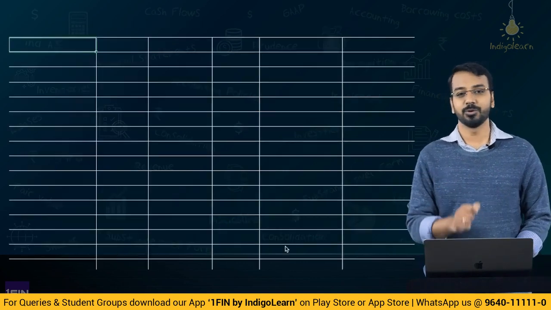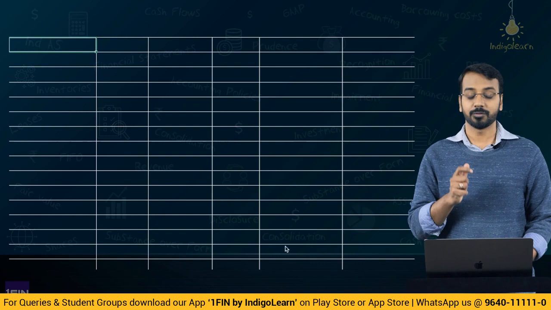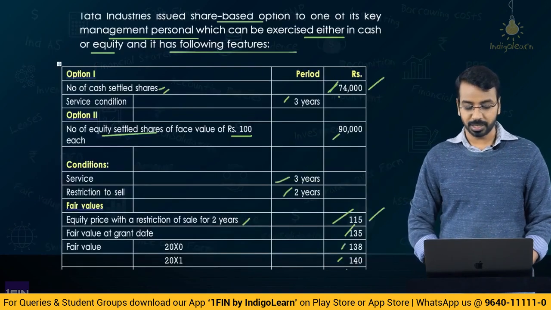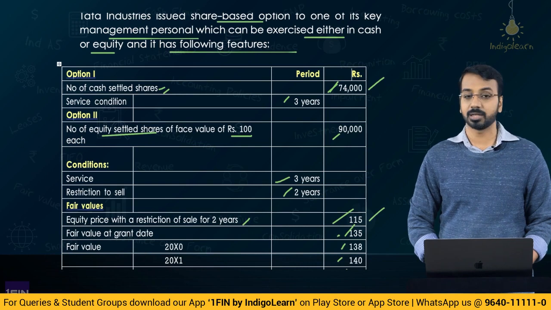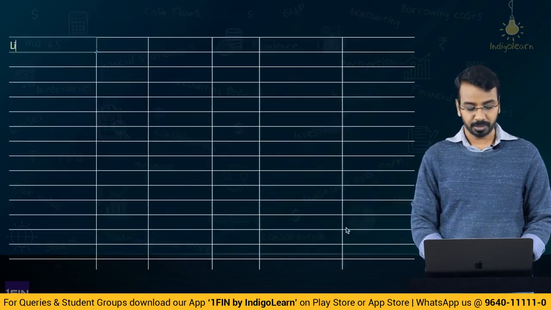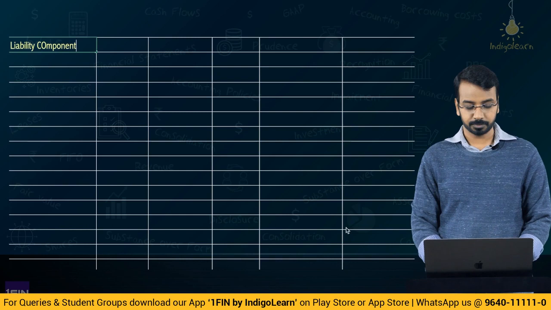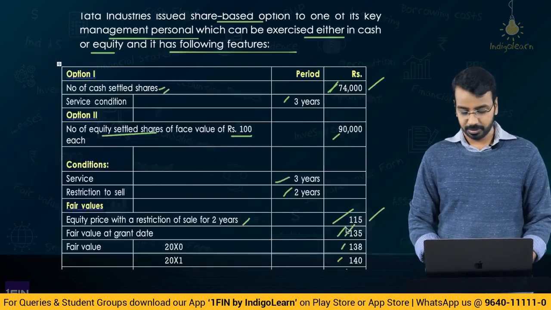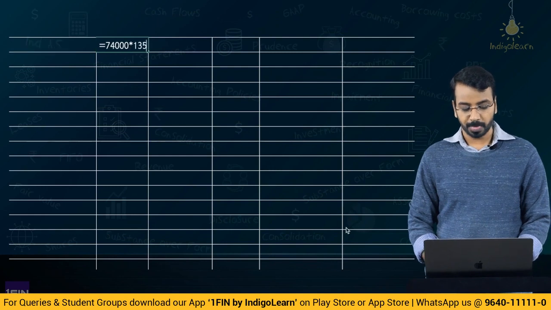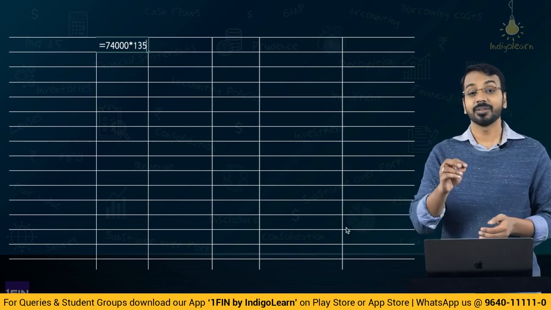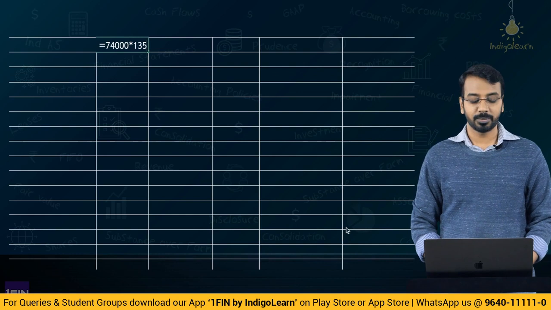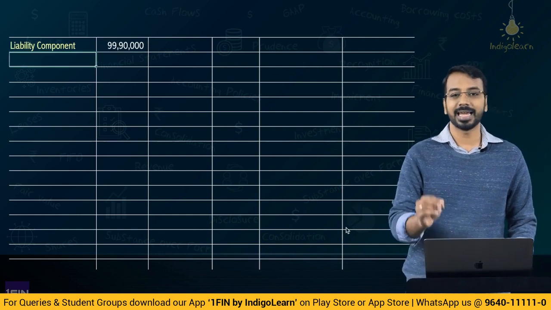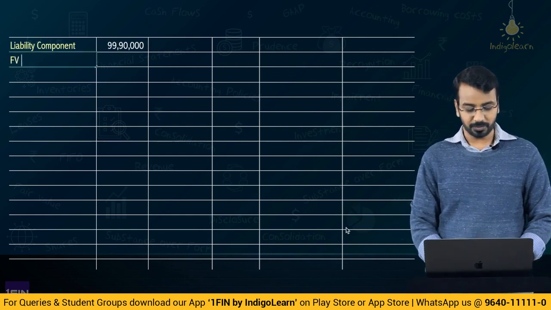Now, the first thing that we need to determine is the liability component. For how many shares? Cash settled shares is 74,000 and the fair value for the cash settled shares is 135. So, liability component is 74,000 multiplied by 135. If the employee chooses to take cash, the fair value of that is 135 multiplied by 74,000, which is 99,90,000.